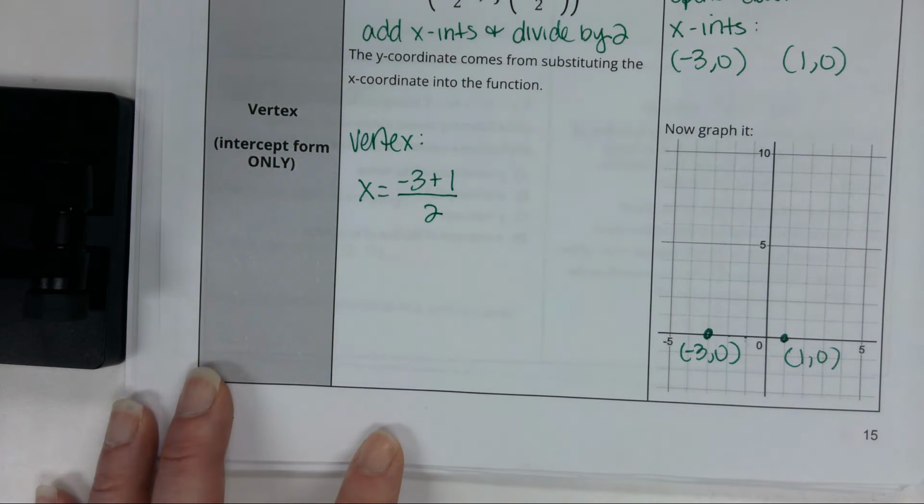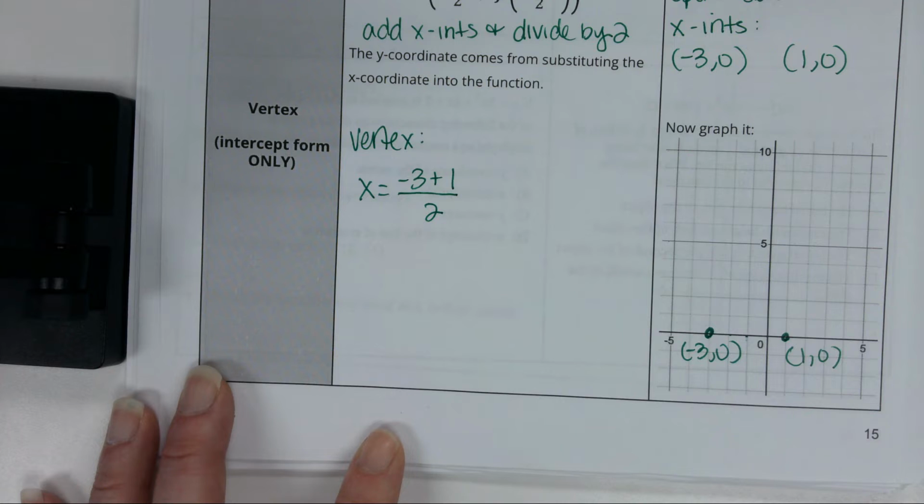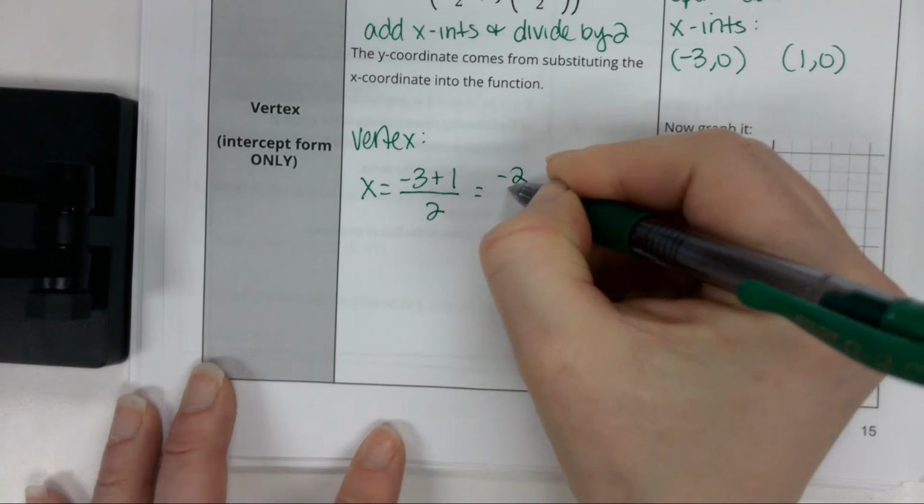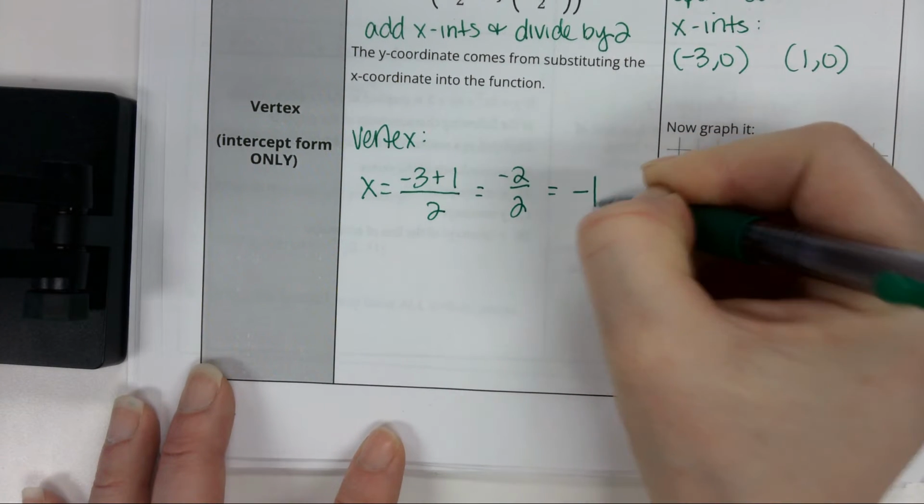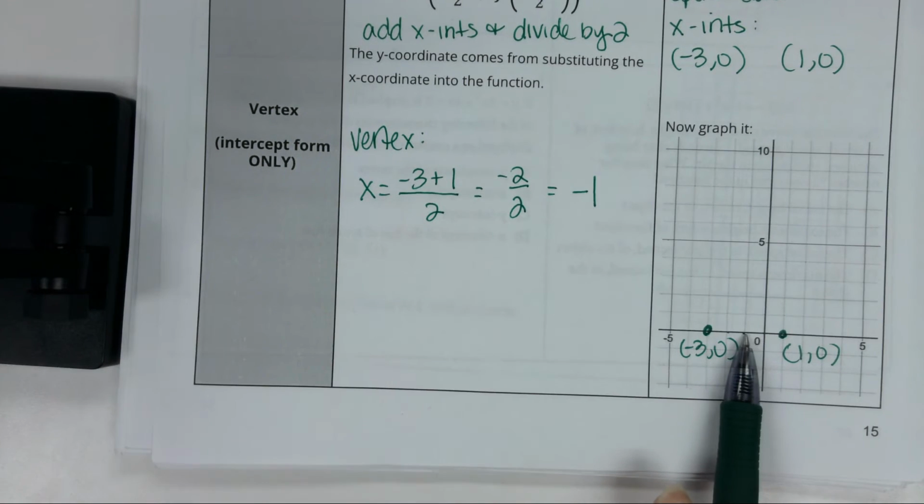What is -3 plus 1? -2, divided by 2. So halfway in between is -1, and that makes sense. Look where my pen is. Okay.